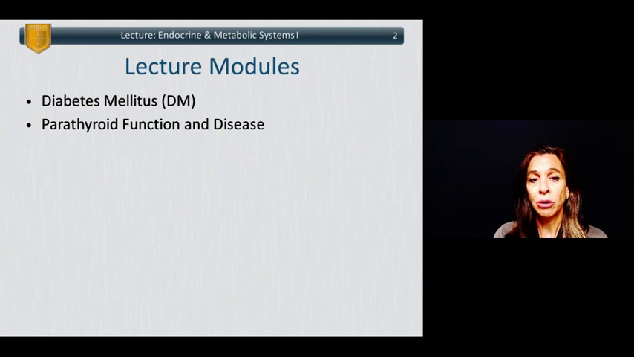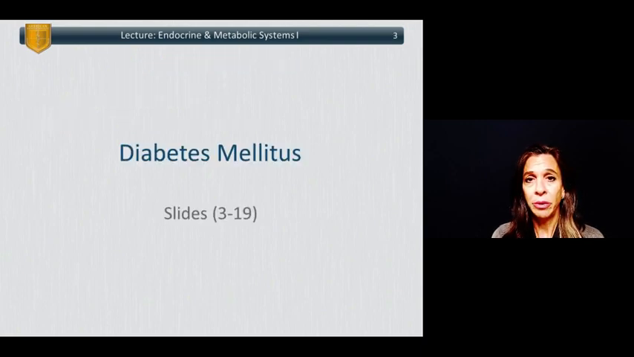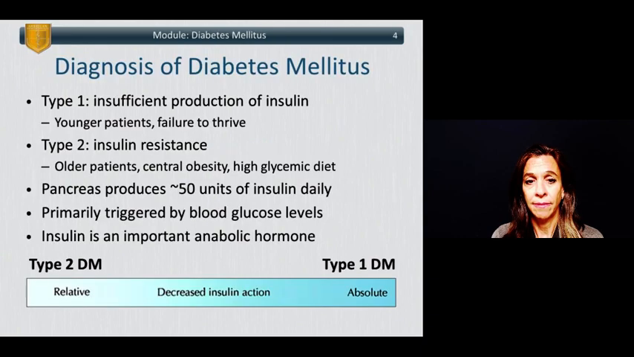So the lecture modules will contain diabetes mellitus and parathyroid function and disease. Let's start with diabetes mellitus. So the diagnosis of diabetes is either type 1 or type 2. Type 1 is defined as insufficient production of insulin.